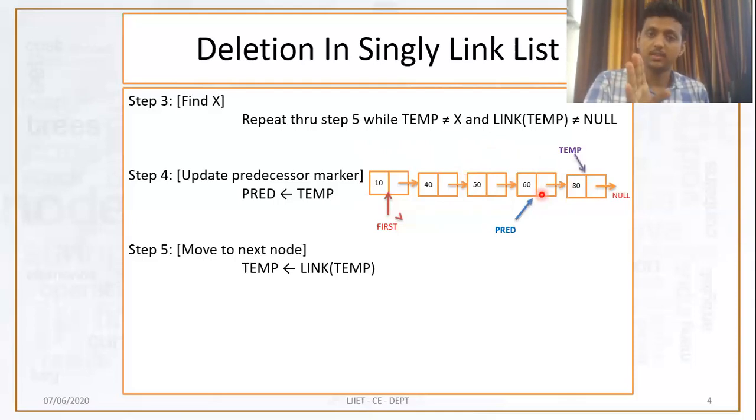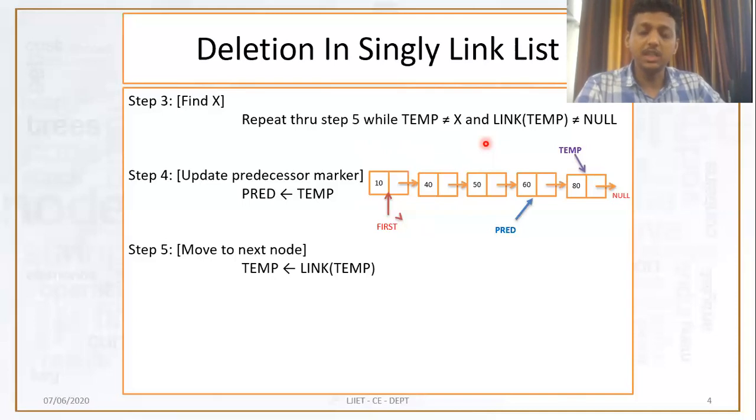Now wait, see the condition. Temp is not equal to x. Is that so? Yes, it's true. Link of temp is not equal to null. Check the condition, students. See the link of temp. Is it null? Yes. So this condition becomes false. So your iteration will not go forward and you stop from here.